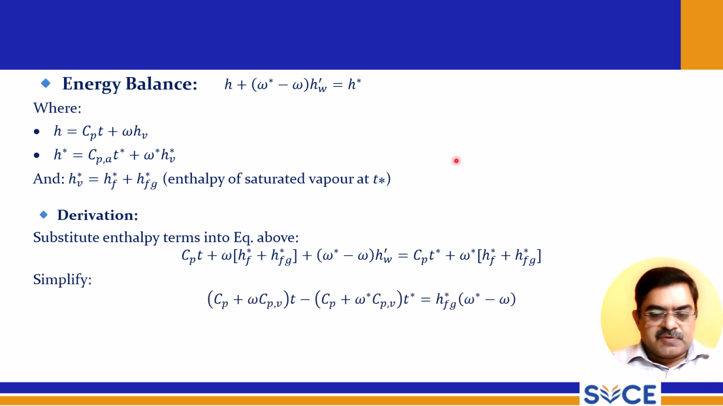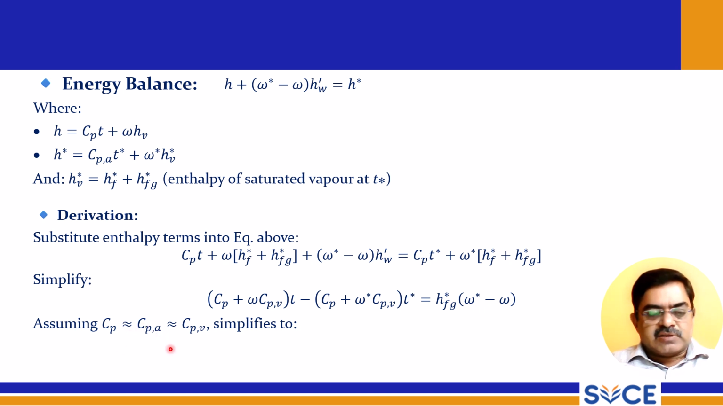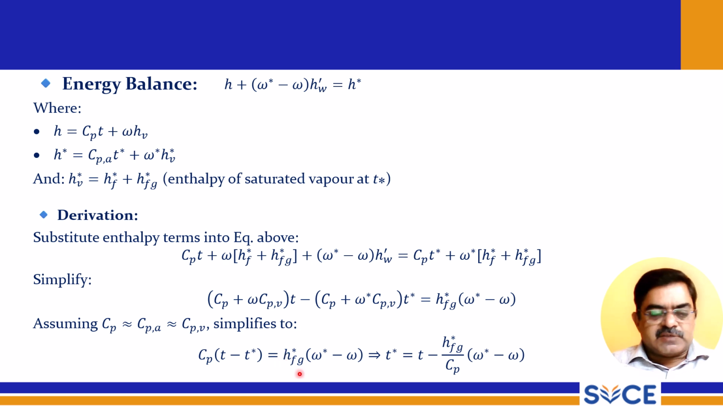Simplifying the same equation, Cp plus omega Cpv into T minus Cp plus omega star Cpv into T star is equal to Hfg star into omega star minus omega. Now we can assume that Cp equals Cpa, which is also equal to Cpv. With this assumption we can simplify further, and Cp into T minus T star equals Hfg star into omega star minus omega. So T star is equal to T minus Hfg star by Cp into omega star minus omega.